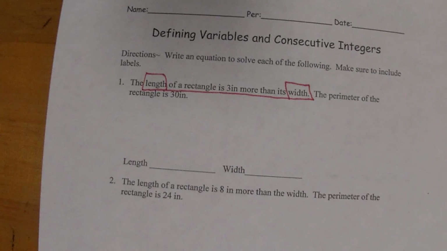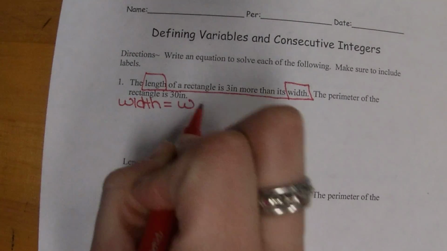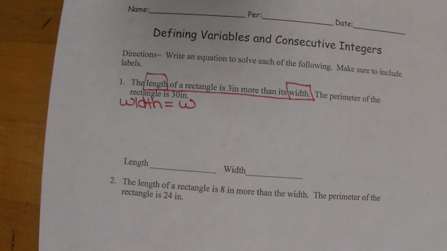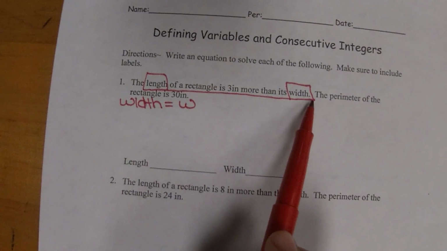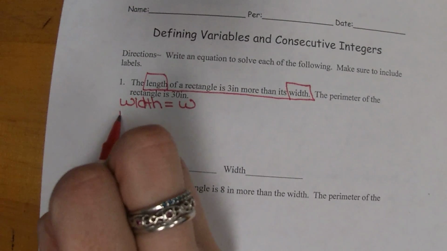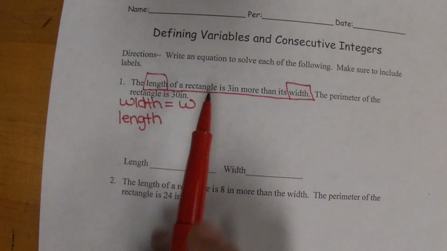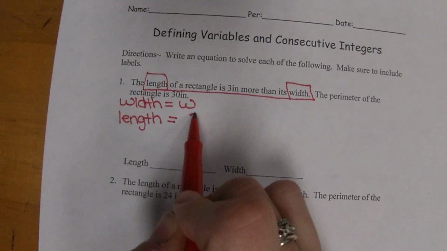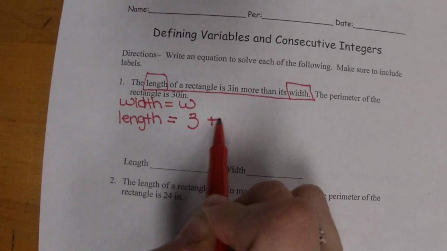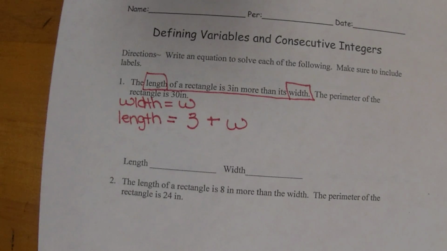We then said whenever we have a comparison phrase, we'll define whatever we read second. So width is what's coming second in this scenario. So we'll say width equals W. Once we know that, we just go through and do our basic translation. So length is what we read. I'm taking the stuff that's underlined and translating it from the key terms that we looked at on Friday. So the length of a rectangle tells us to put equals 3 inches more than. More than tells us addition. It's width, which we defined with W, so I'm going to fill that in with the W.